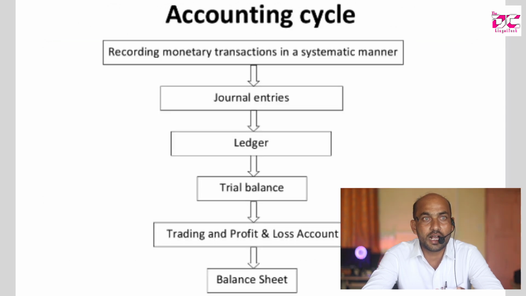And last part, that is the accounting cycle. When we are recording the business transaction in a very systematic manner. So the definition: accounting is a summarized record of all business transactions in a systematic manner. After recording, that transaction is converted into the original entry of books. We call it a journal entry. After the journal entries, we are recording that transaction in a ledger, means we categorize that transaction into different heads. After that, trial balance, trading and profit and loss account, and last one, that is a balance sheet.